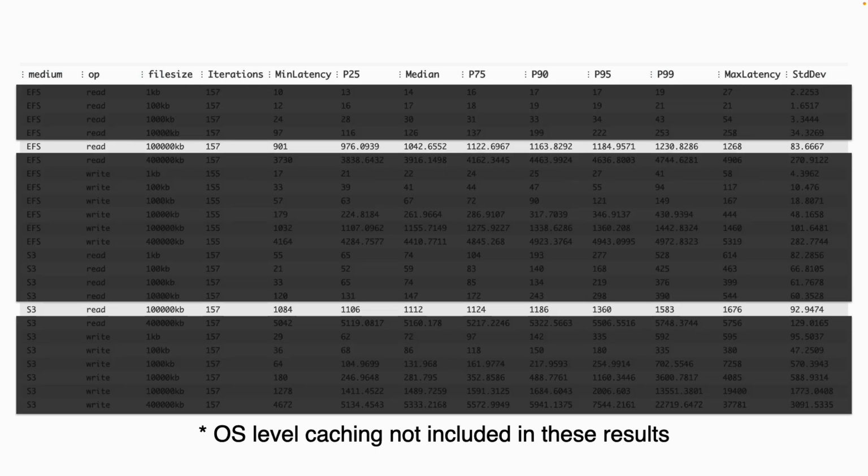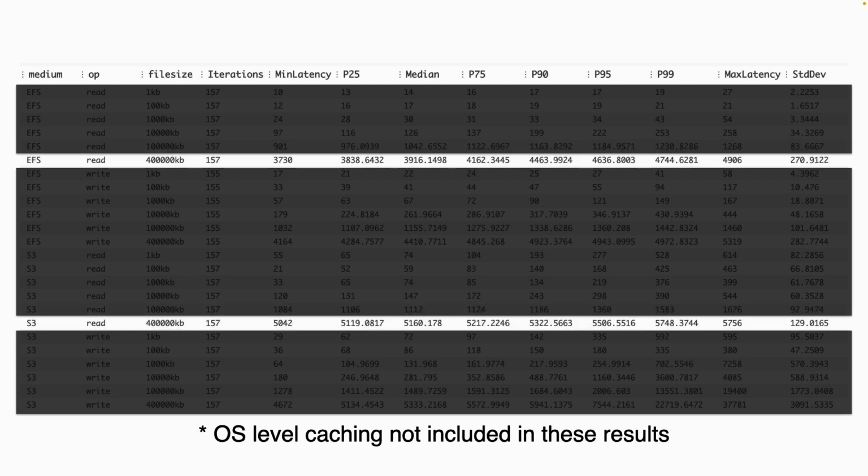For example, here's reading a 100 MB file from EFS versus S3, where EFS is faster at every single percentile, especially as you get closer to the tail end, such as the 95th or 99th percentile and the max latency. And when it comes to reading a 400 MB file, the difference is even bigger.